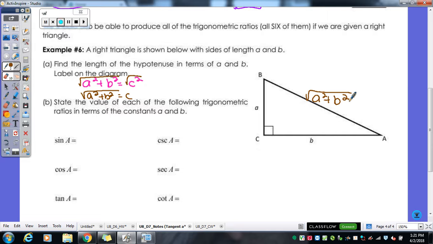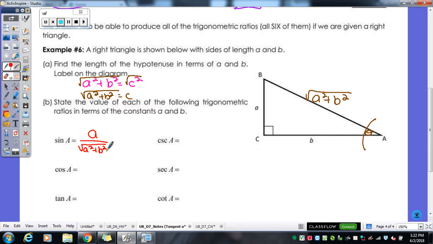So if we look at our ratios, we're finding the sine of angle A, cosine of A, tangent of A, so we're down here at angle A. Sine is opposite over hypotenuse, so what would be our letters? And since they're variables, we can leave it like that, because A squared plus B squared could be a perfect square, and then you don't have the radical in the denominator anymore. So with variables, we can leave that.